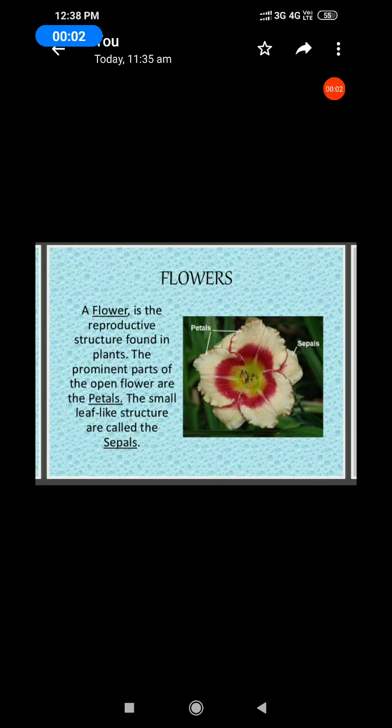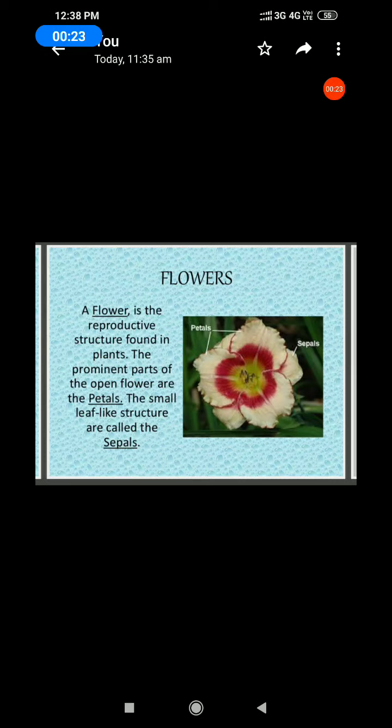Next, flowers. What is a flower? A flower is the reproductive structure found in plants. The prominent parts of the open flower are the petals. The small leaf-like structures are called sepals.